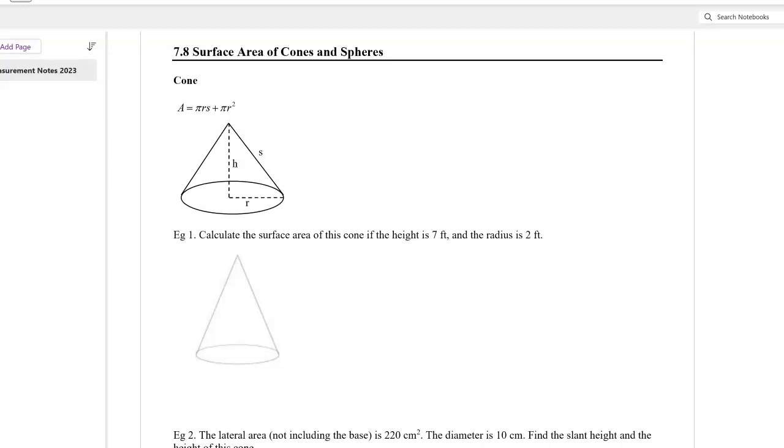All right, the next lesson. I think this might be the easiest one in this unit, because this is one where you actually probably should use a formula. And if you use a formula, it's pretty straightforward. The good news is you get the formulas, you don't have to memorize them. Okay, so it's surface area of cones and spheres.